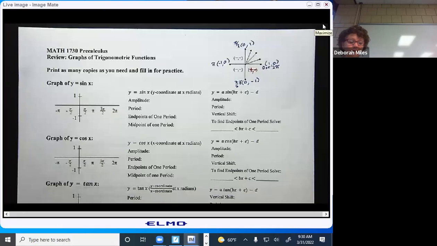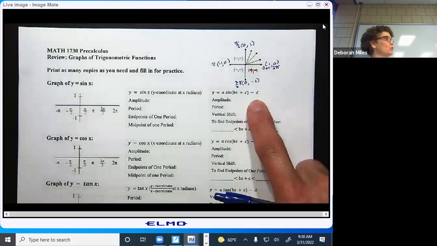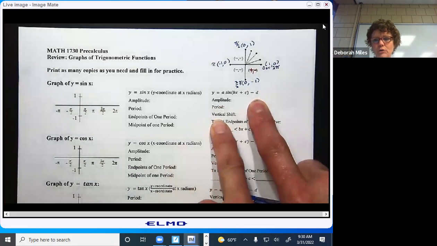I'm rather happy about this review page that I made for you. I think if you could just fill it out twice, you would really know everything that you needed to know about graphing the trigonometric functions. This is all in your notes, except the only thing I added to this equation is a vertical shift, so that I could ask you what's the vertical shift.